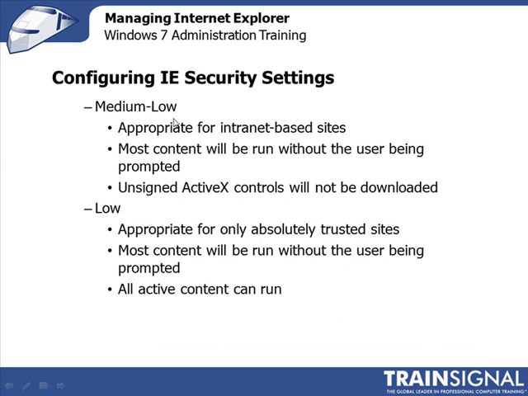And medium-low settings are appropriate for most intranet-based sites, that is, internal sites like GlobalMantics. Most content will be just run without users being prompted. And for an internal site, that really sort of makes sense. In general, internal sites are going to be sort of trusted, so you want to allow users to just get their jobs done without being bugged by a lot of pop-ups. However, in this case, unsigned ActiveX controls are still not going to be downloaded.